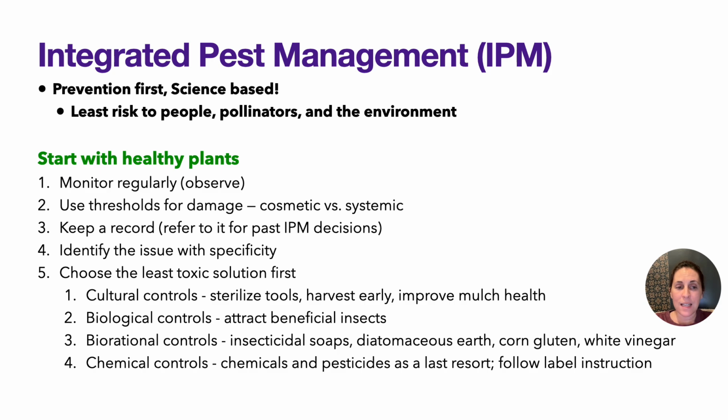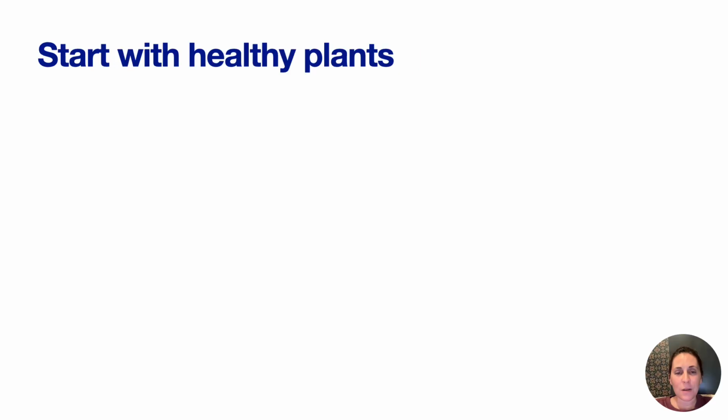And then finally, as a last resort, chemical controls. And these are chemicals and pesticides that can be used as a last resort, ensuring that you are following label instruction and proper safety procedures. For further reading about integrated pest management, I would direct you to the UMN Extension. There is a link that will be provided in the description of this video for you to learn more details about integrated pest management. So let's get started, and we'll start this with talking about starting with healthy plants.